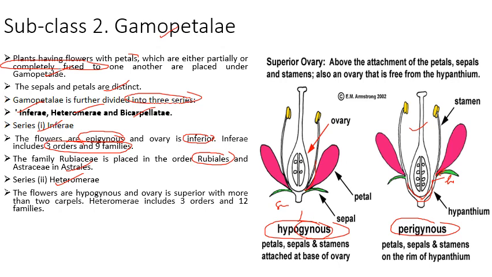Next series is Heteromerae. The flowers are hypogynous. It means ovary condition होती है superior and more than 2 carpels. Heteromerae include 3 orders and 12 families. इसमें 3 orders हैं और 12 families हैं.